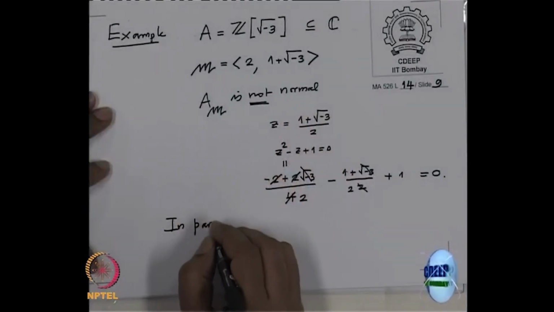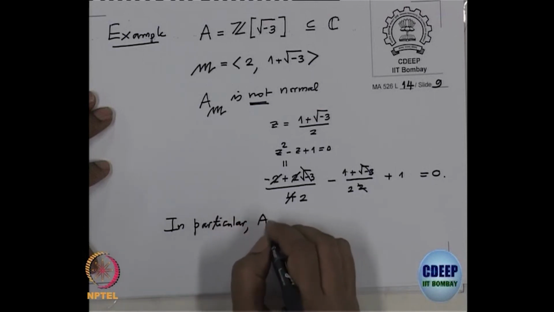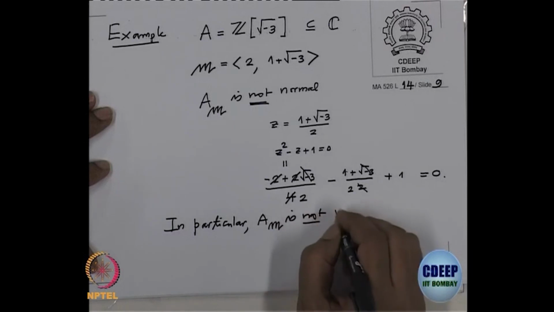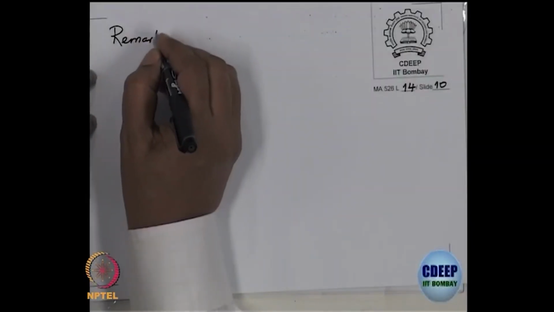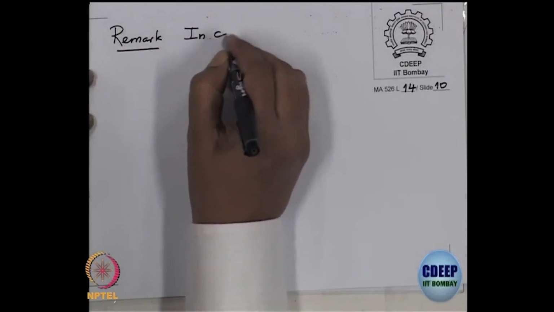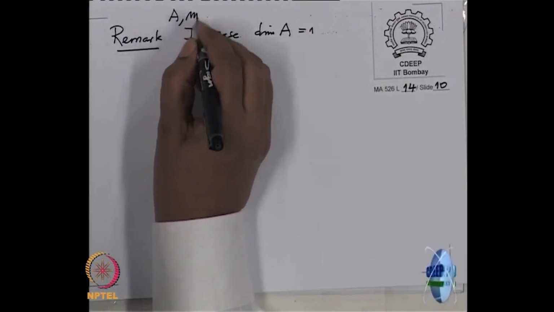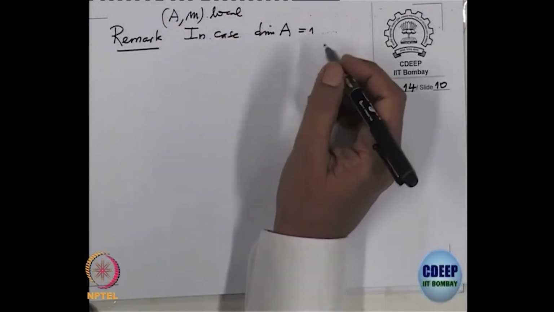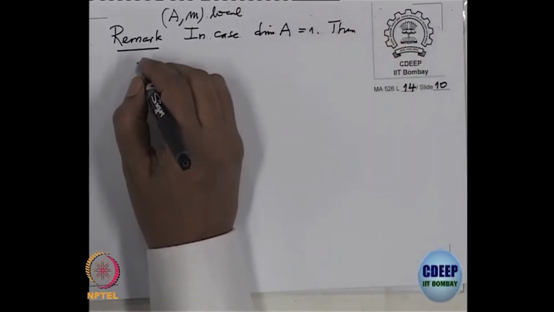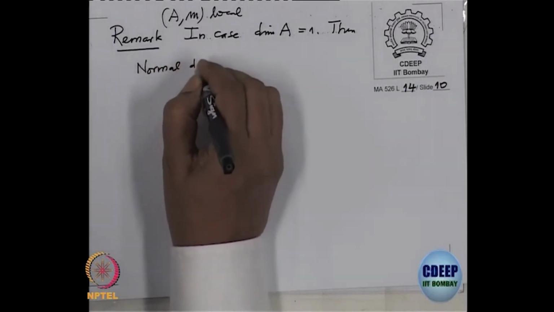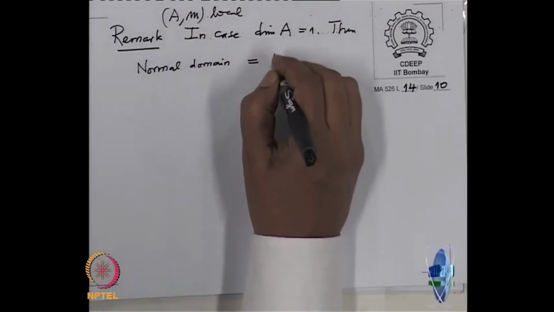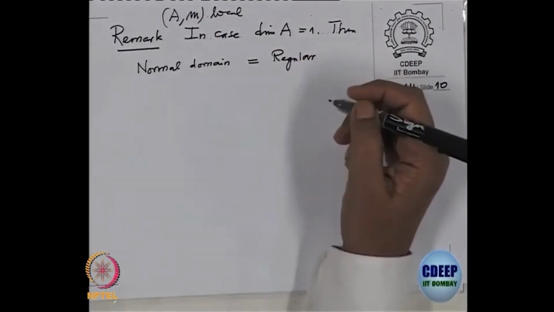So, therefore, in particular this ring is not regular. In particular, A_M is not regular. One more observation, a remark: in case the dimension of A is 1, we get back to the case where A is local, and suppose the dimension of A is 1, then normal domain and regular, these are the same. They are equivalent concepts.